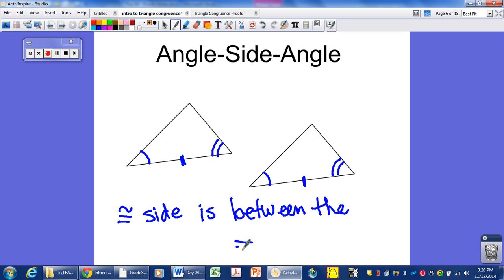And this is the symbol for congruence. Okay, so when you're doing this, you basically have to use your eyes and say, okay, where are my congruent things? Here I have two congruent angles, and my side is in between them, so I have angle side angle postulates. Okay, the side is between your congruent angles.